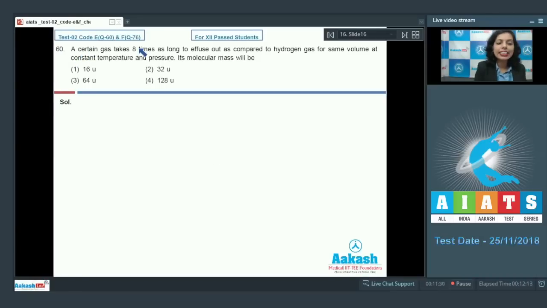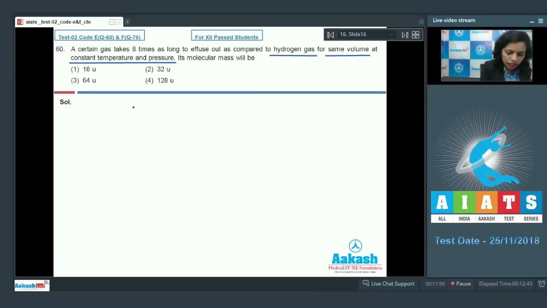Now, after this, question number 60 is given here. Question number 60. A certain gas takes 8 times as long to effuse out as compared to hydrogen gas for the same volume at constant temperature and pressure. Its molecular mass will be. In this particular case, we have the conditions which are the same, constant temperature and pressure, as well as we have two gases. One is a certain unknown gas, and one is the hydrogen gas. And both of these have the same volume that we have taken here.